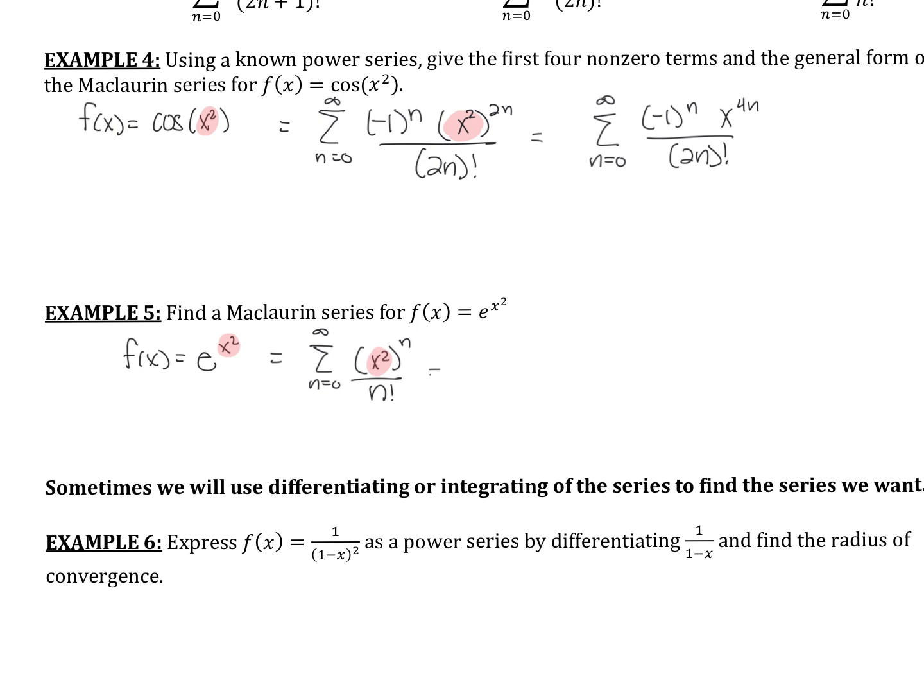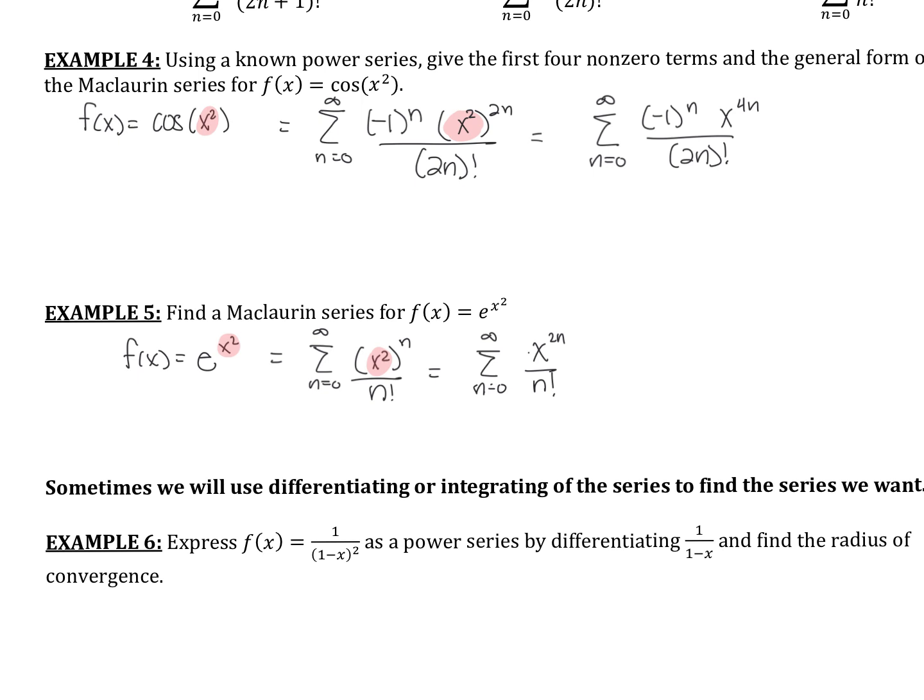And then I can clean this up if I need to. So we would have the sum from n equals 0 to infinity of x to the 2n over n factorial. And if I were to build out all those terms, I would see it's equivalent to the power series of e to the x squared. All right, I actually wish they were all that easy.